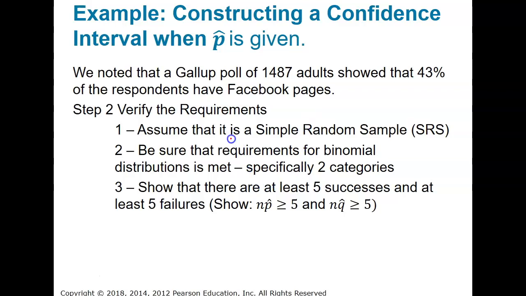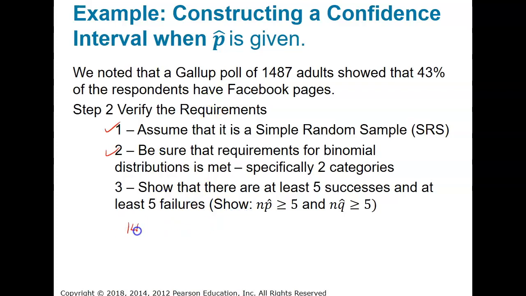Okay, the second part is we want to verify our requirements. So we're going to assume it's a simple random sample. Check that one off. We want to be sure that the requirements for the binomial distribution are met. So here, 43% have Facebook pages. So either they do or they don't have Facebook pages. So we're good with that. And then finally, we need to actually show this part.